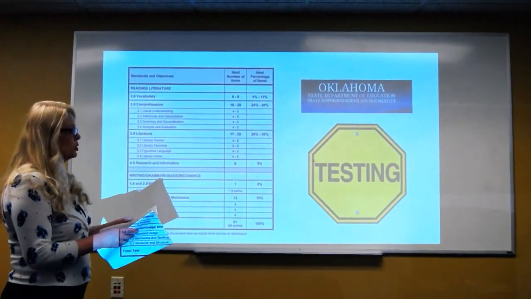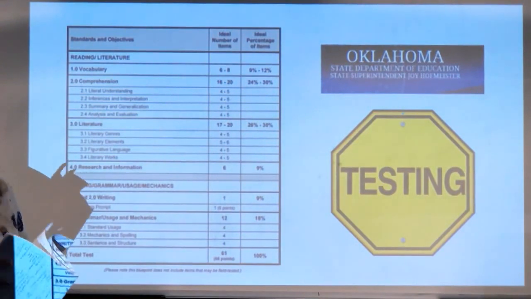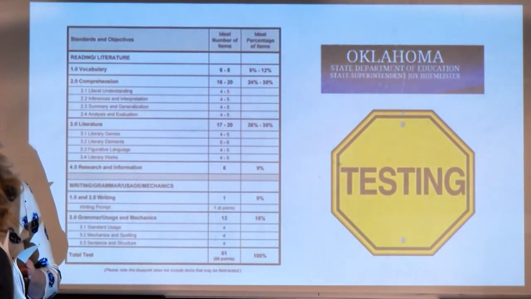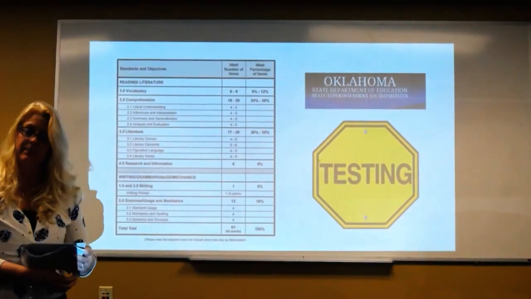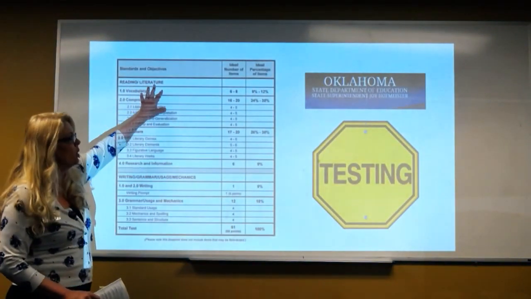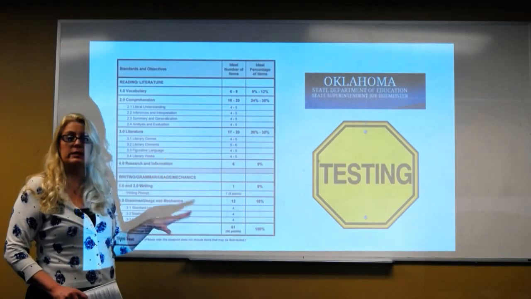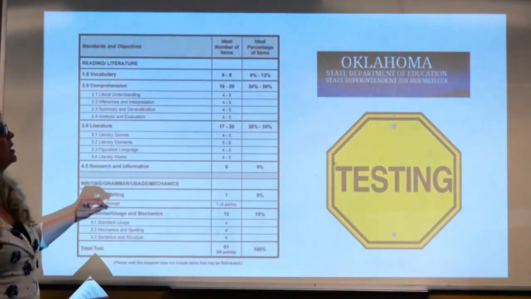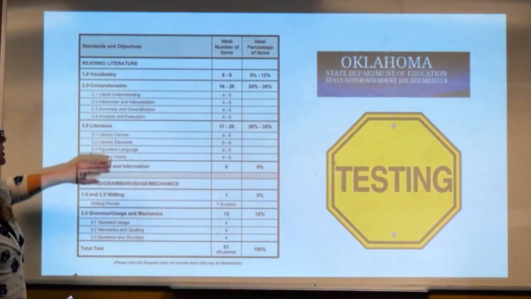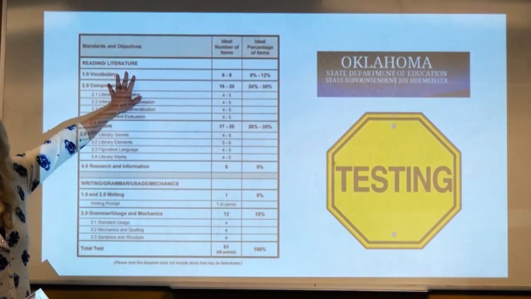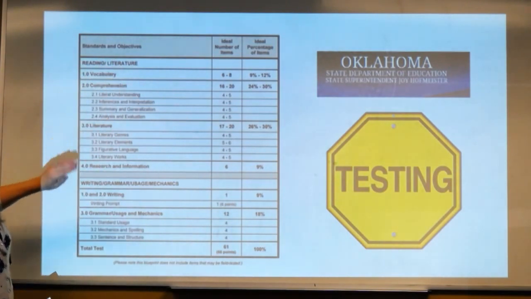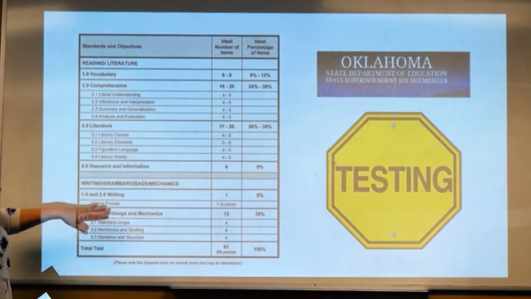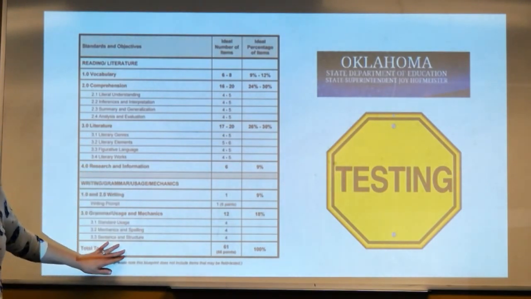If you will open your book, we're going to look at the blueprint for English II. It is on page 10. And it's going to tell us what percentage of what questions we're going to see on the test. And it's broken down by standard. We can see reading and literature here is vocabulary, comprehension, literature, research and information. And then the bottom part is for the writing.